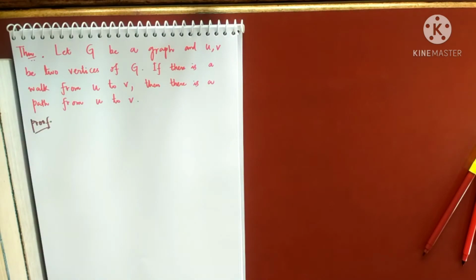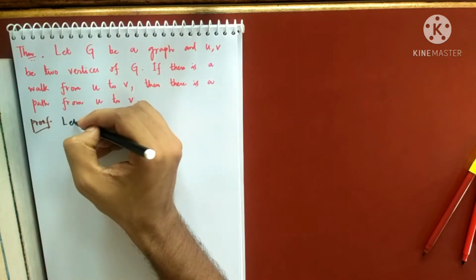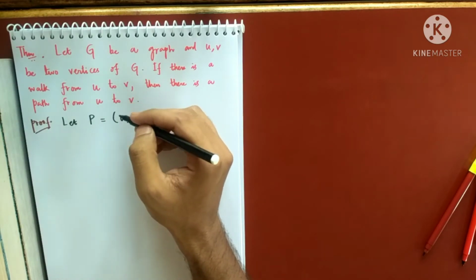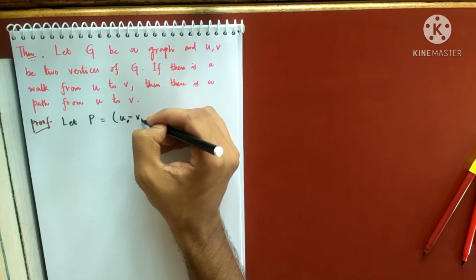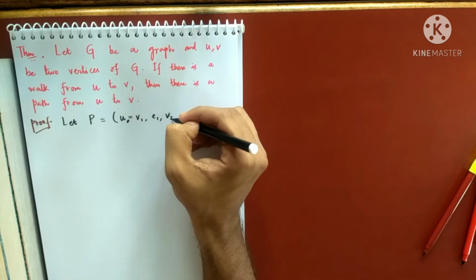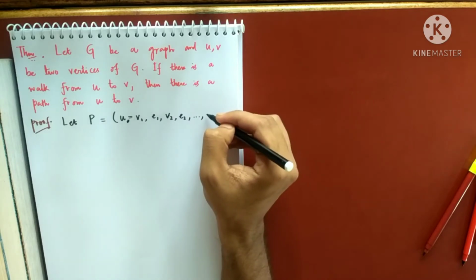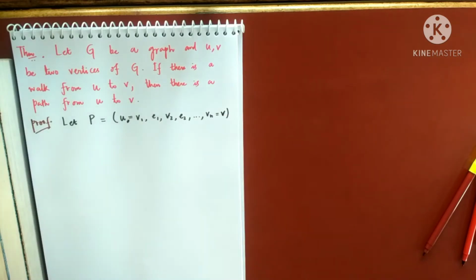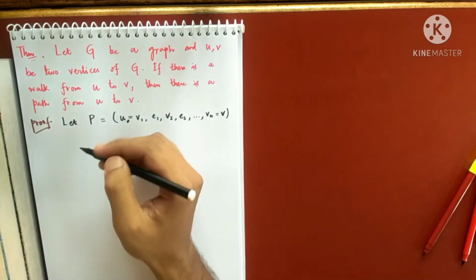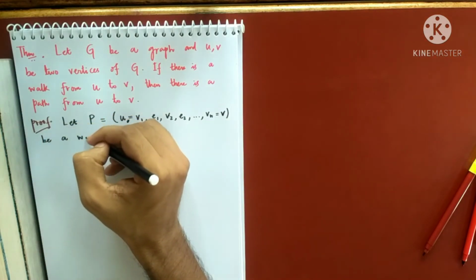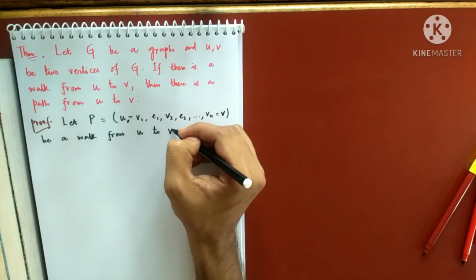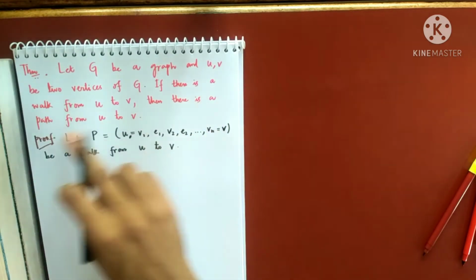So let us consider a walk. Okay. So let P equal to U to V. So we'll start with U. We'll rename this U as V1. So then E1, then V2, then E2 and so on. Suppose the nth vertex is Vn, which is nothing but V. So I have this walk from U to V. Let P be a walk from U to V. So from this walk, I have to get a path.